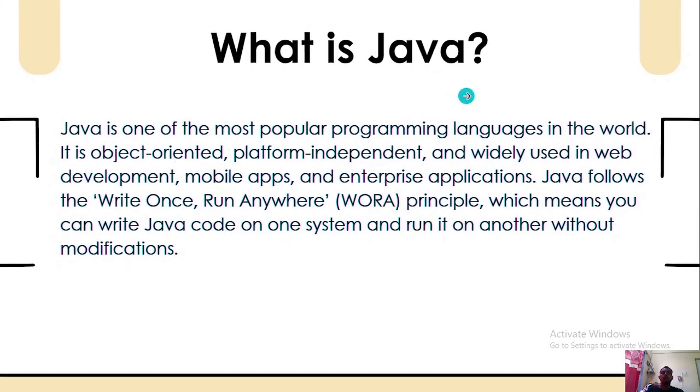Now, we will start. What is Java? Java is one of the most popular programming languages in the world. It is object oriented, platform independent, and widely used in web development, mobile apps, and enterprise applications. Java follows the write once, run anywhere (WORA) principle, which means you can write Java code on one system and run it on another without modification.